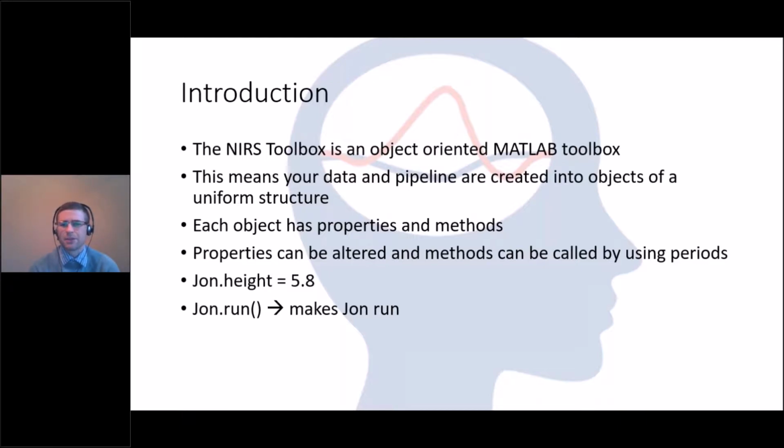Your data and pipeline will be actually created into objects. Each object has a uniform structure. Each object has properties or methods. Properties are things like, if I were an object, I would have a height, a weight, things like that. And methods are things that I can do. So I can give a webinar or I can run. In this case, my example here is my name is John. If I call John.height, it would tell you that I'm 5'8".